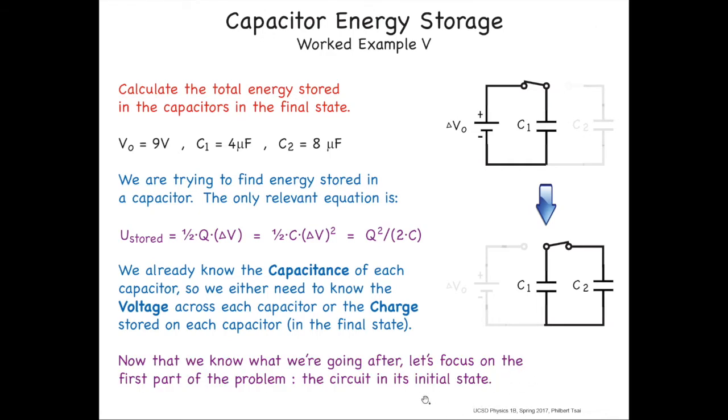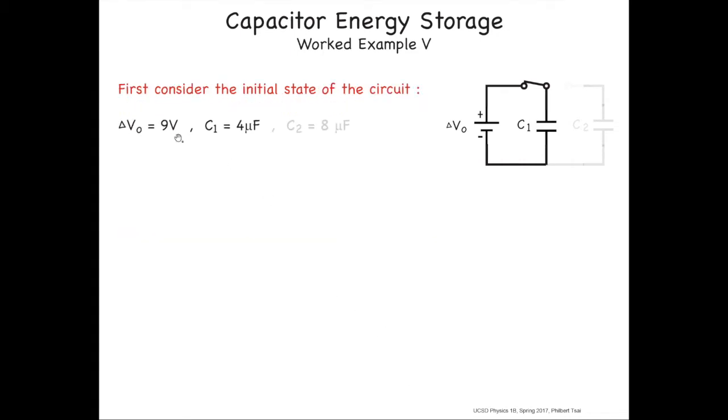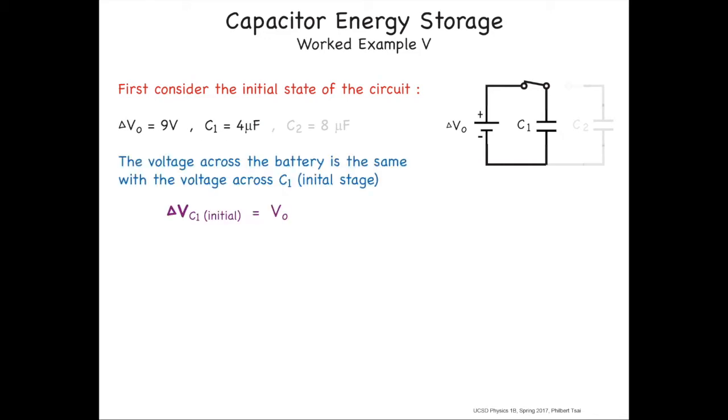Let's look at the circuit in the initial state and see what we know about it. We've got 9 volts connected across a 4 microfarad capacitor. So we'll write this out as V0 being across C1. The reason for doing that instead of just labeling it as V1 is that this capacitor will later be in the circuit of the second stage, and it's going to potentially have a different voltage. So I'm not going to label the voltage across C1 initially as V1. I'm going to rather say it's V0.